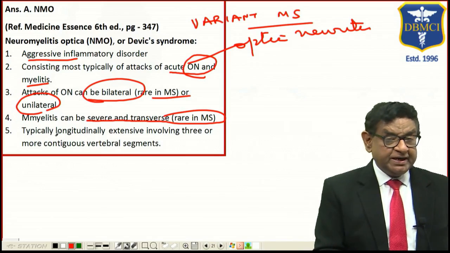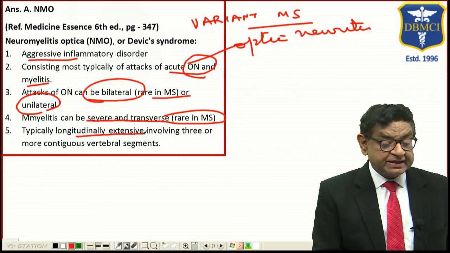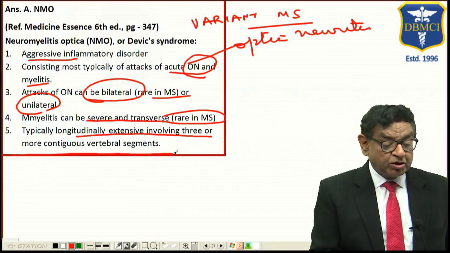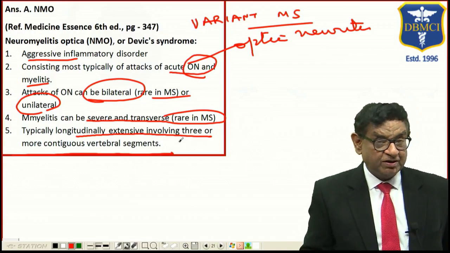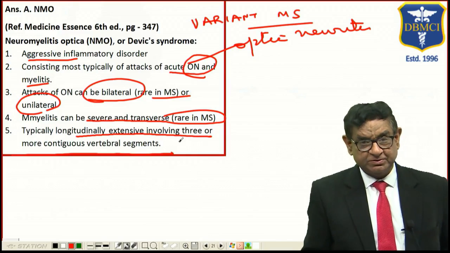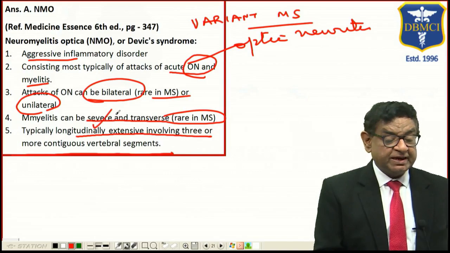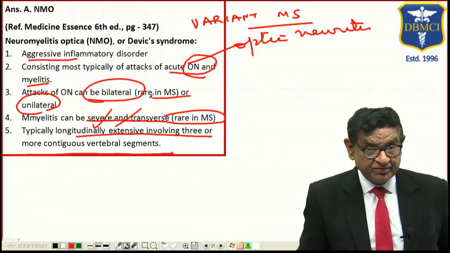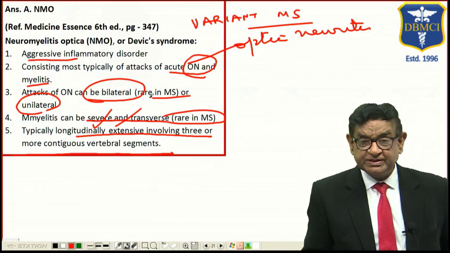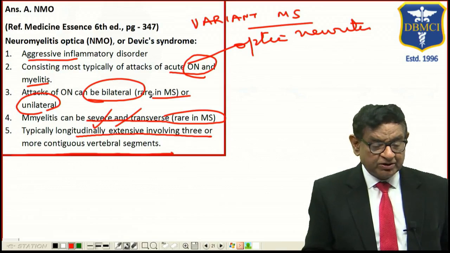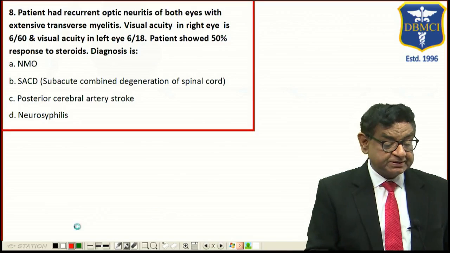And typically, regarding myelitis, there is longitudinally extensive involvement of three or more contiguous vertebral segments. And this is not a feature of multiple sclerosis. That's why it is transverse myelitis, very severe, the severest variety, right? So there are features which strongly indicate that it is NMO. Now let us see the other options we have in this case.